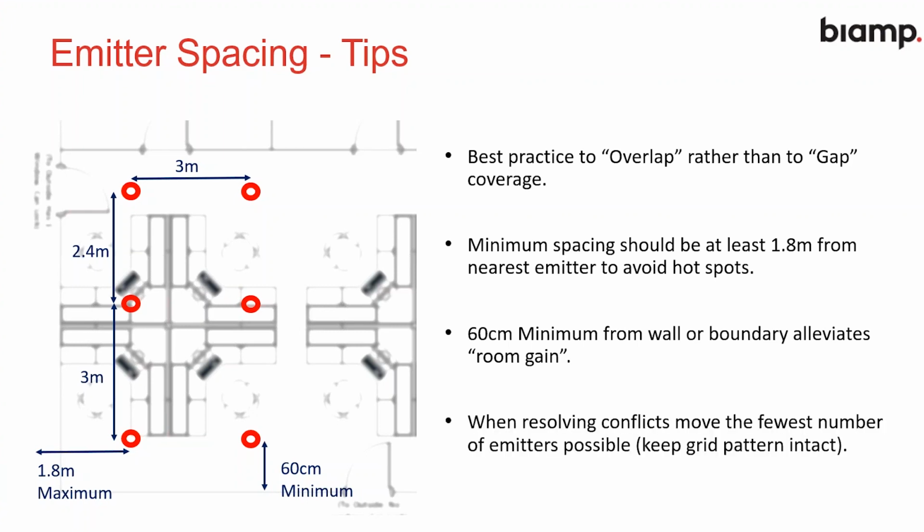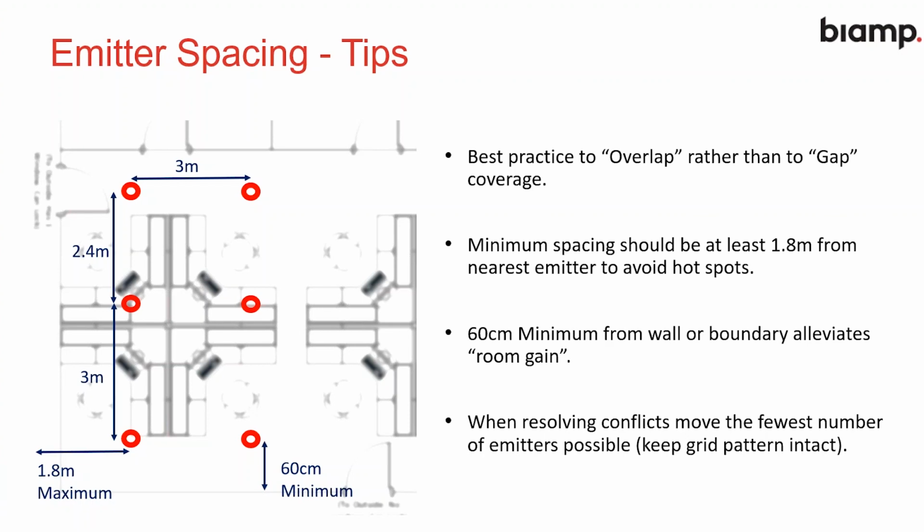So when we resolve problems when we're laying emitters out, we try to move the fewest number of emitters if we can to try and keep the grid pattern intact. And also, if I was moving any, I would move them in the middle of the room to get them closer rather than the edge of the room, as a rule. So those are the rules for the open areas or the larger spaces.